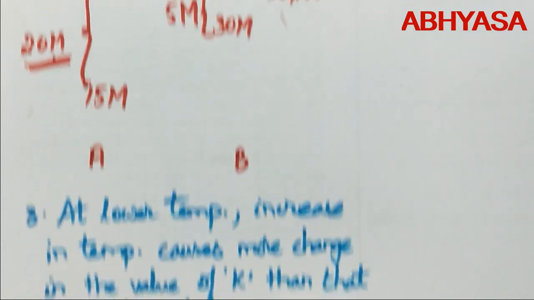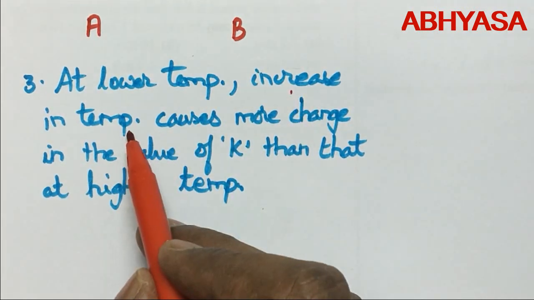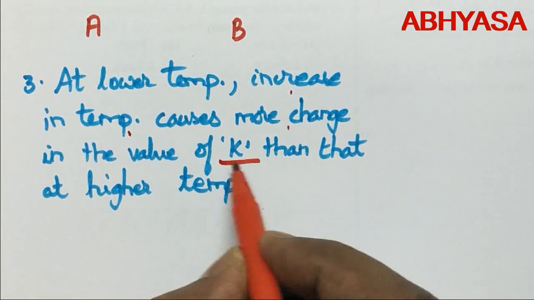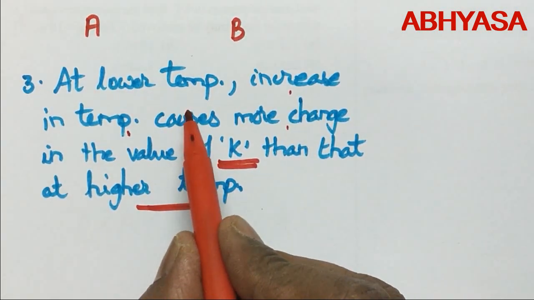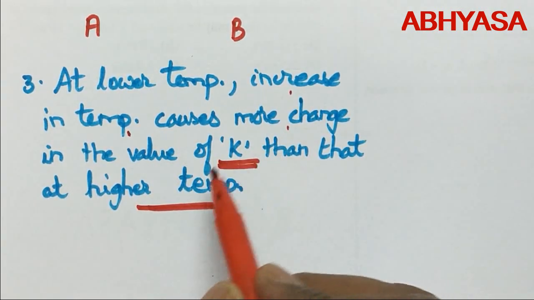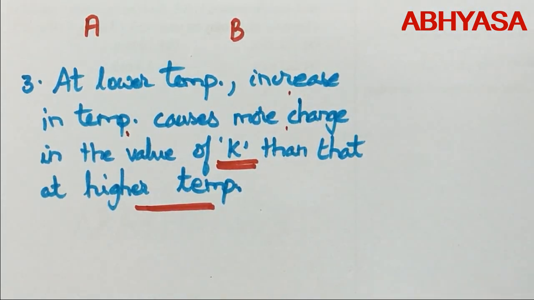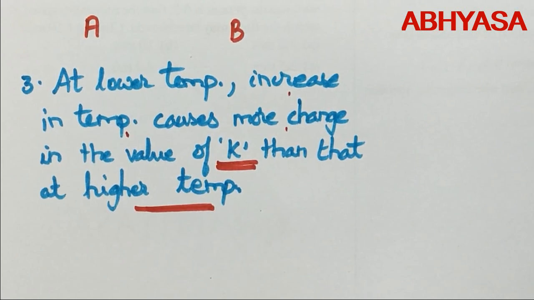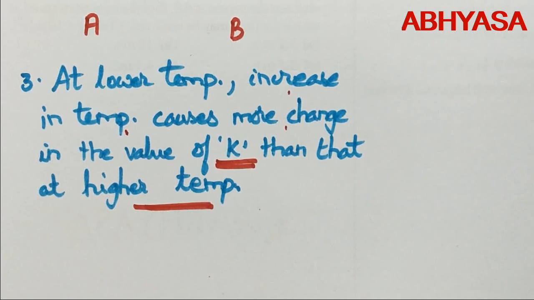In the last point, at low temperature, an increase in temperature causes more change in the value of the rate constant than that at higher temperature. At lower temperature, the influence of temperature on the reaction rate or the rate constant is more than at the higher temperature. As this particular concept is very, very important, there is a high chance of getting questions on each and every line of this particular topic. So revise this video 2 or 3 times to get a complete grip on the topic.